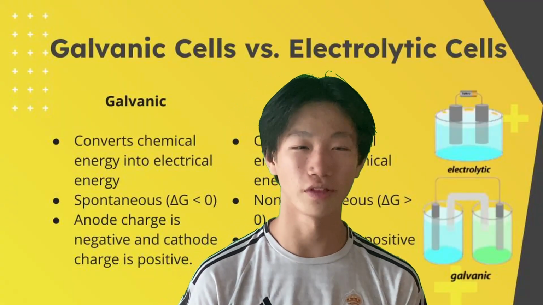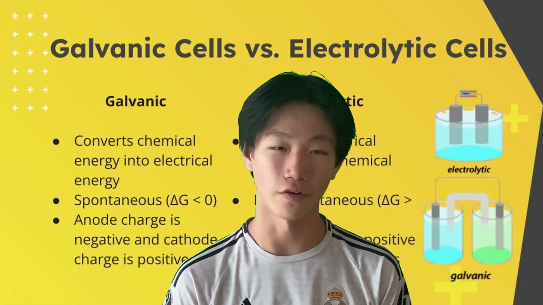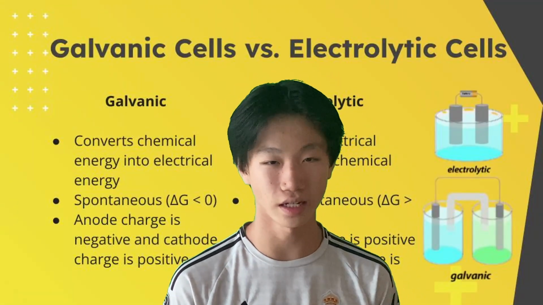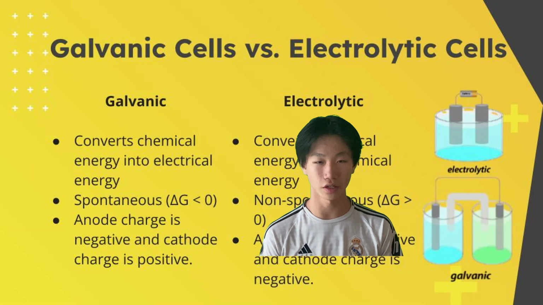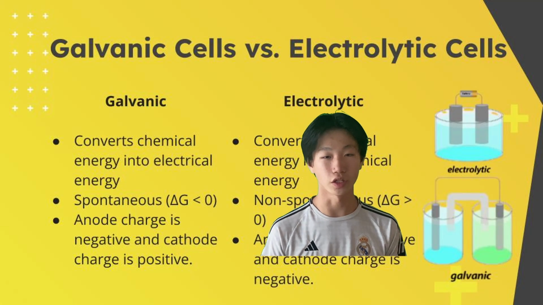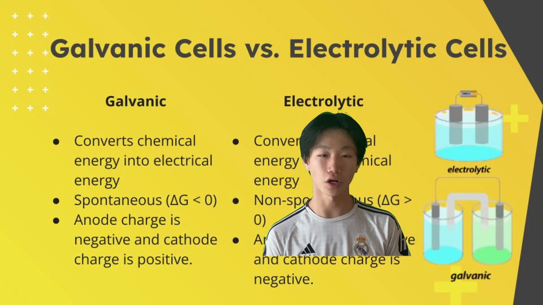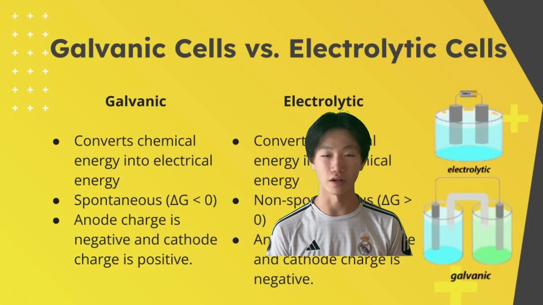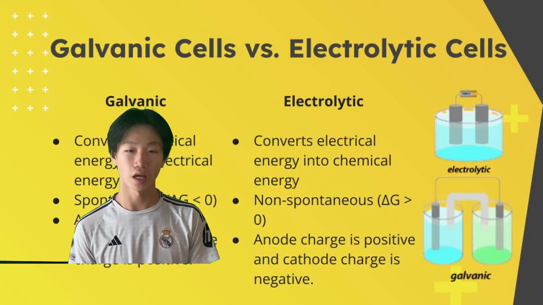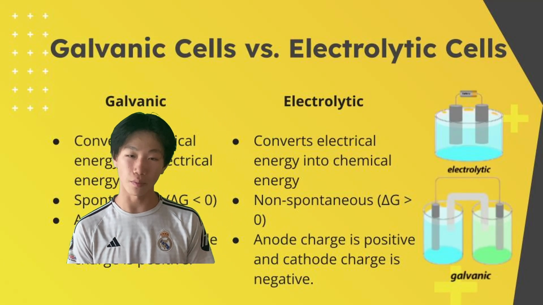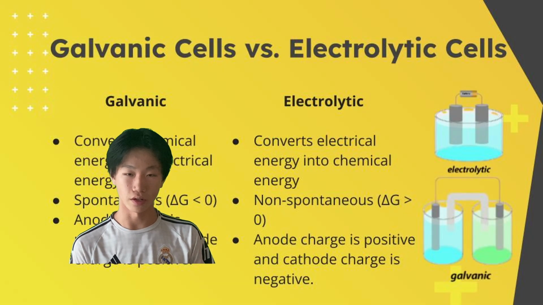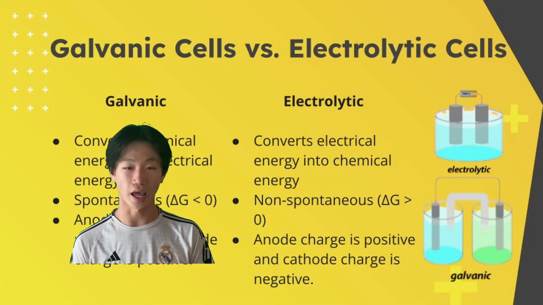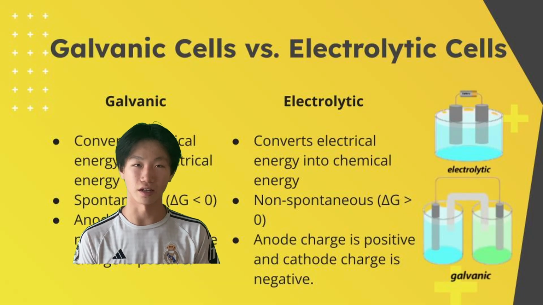Alright, so now we're going to go over the differences and similarities between the galvanic or voltaic cell and the electrolytic cell. The galvanic cell converts chemical energy into electrical energy, and it's spontaneous. So that means that the Gibbs free energy is less than 0, and the anode charge is negative, and the cathode charge is positive. And then the electrolytic cell converts electrical energy into chemical energy, and it's not spontaneous. So the Gibbs free energy is greater than 0, and the anode charge is positive, and the cathode charge is negative.